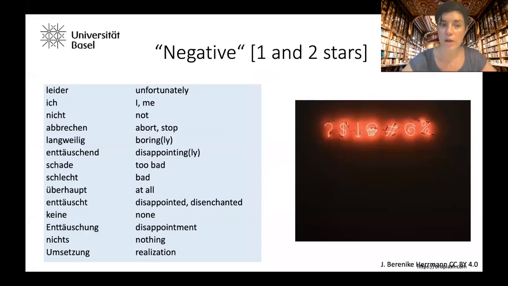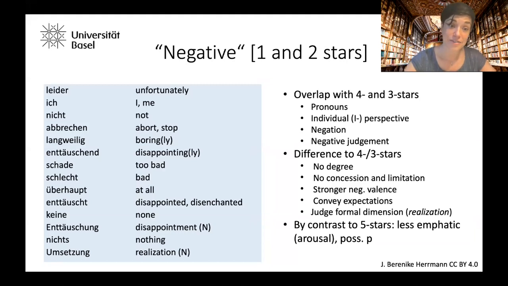And now I summed up the 1 and the 2 stars. You can see we go on here with "unfortunately" and the I perspective and the negations. And then, yes, we have "bored," "stop," "boring," "disappointing," and "too bad," and "at all," and so on, disappointment. Interestingly, we also have "realization," which is a Umsetzung. So the author realized, probably didn't realize his idea properly, but it's kind of a judgment of having ideas.